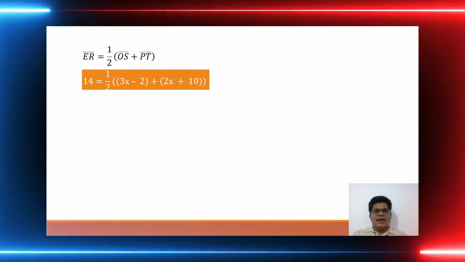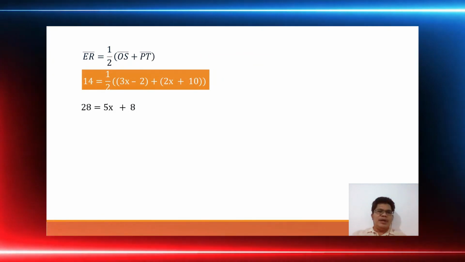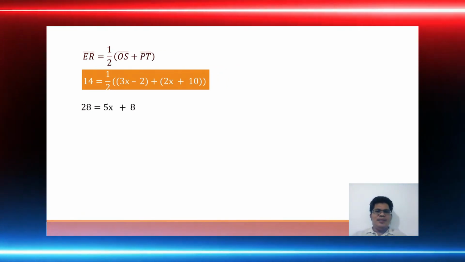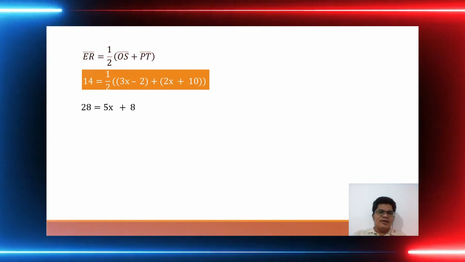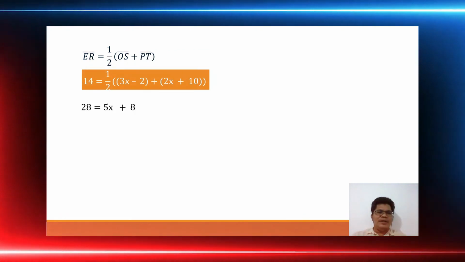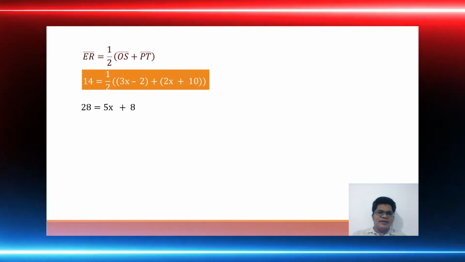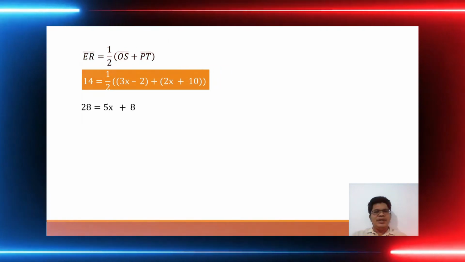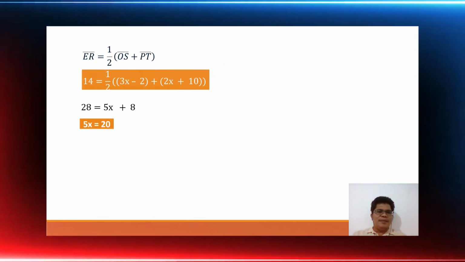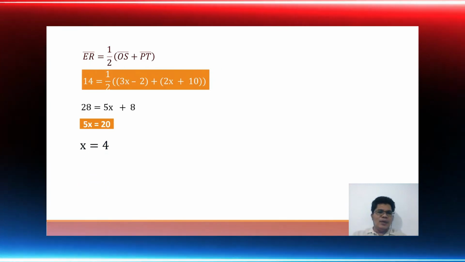And by addition property of equality, it becomes 3x plus 2x equals 5x, and negative 2 plus 10 equals 8. Combine again like terms. So it becomes now 28 minus 8 equals 20 equals 5x. And then by division property of equality, we need to divide both sides by 5. So the value of x now equals 4.